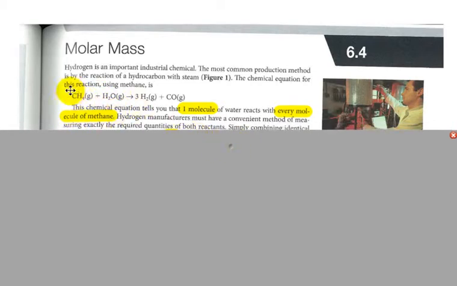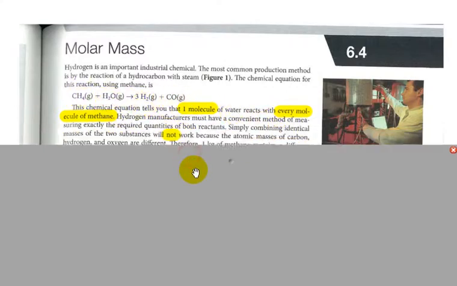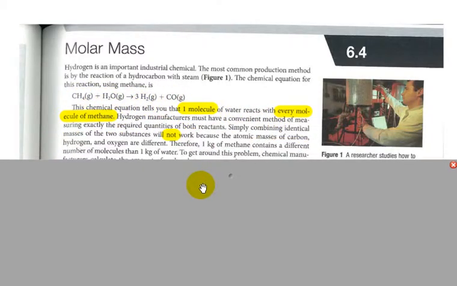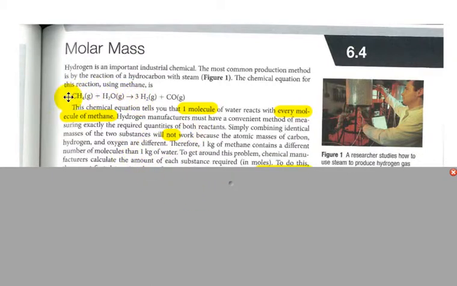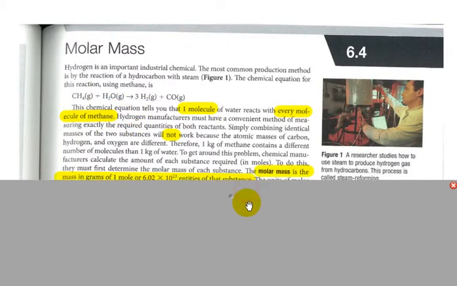So if we have an equation here, a methane molecule plus a water molecule yielding 3 molecules of hydrogen and 1 molecule of carbon monoxide, we can see that the ratio here tells us that 1 molecule of water reacts with every 1 molecule of methane. So we have to have a molecule and a molecule, and it says here simply combining identical masses would not work because 1 molecule of methane and 1 molecule of water are different. Therefore, we need to convert that into a larger number of things.